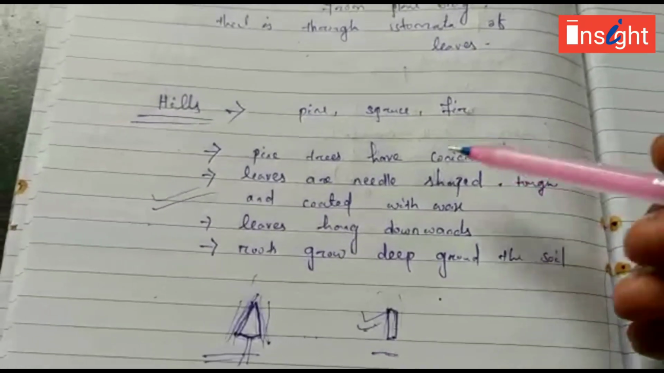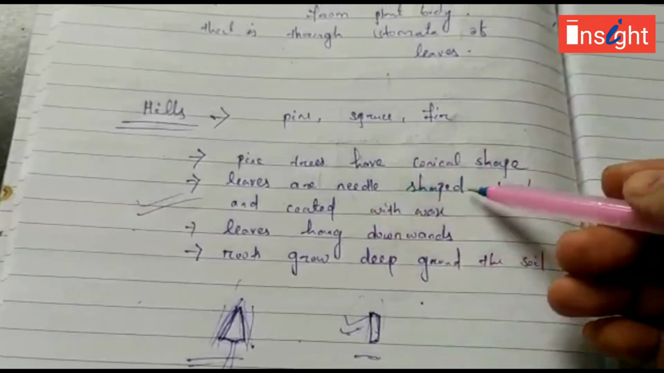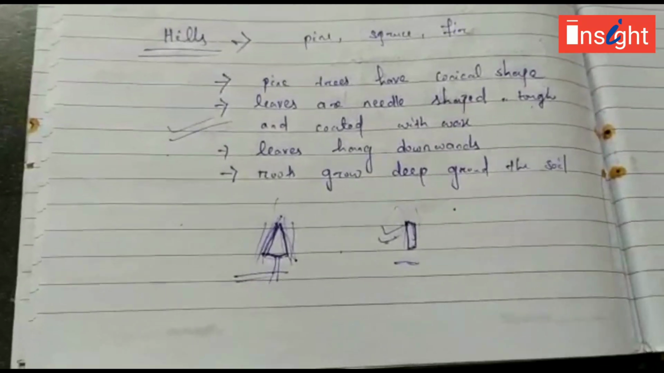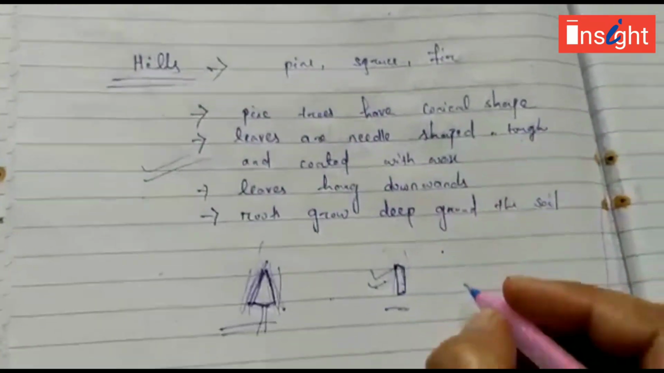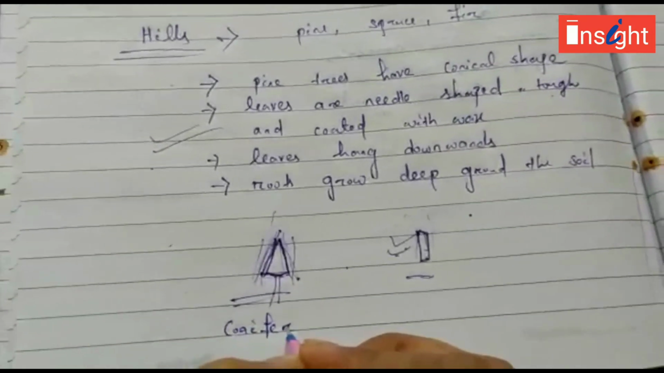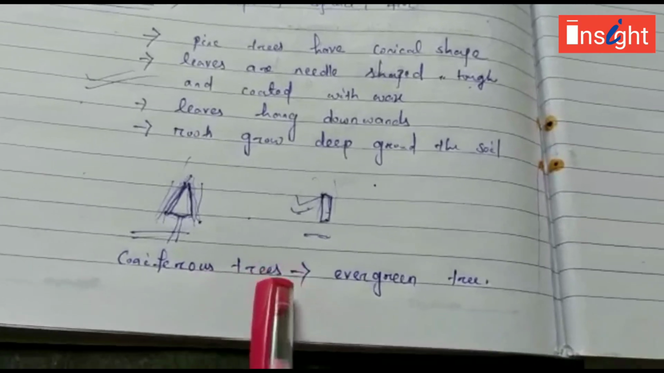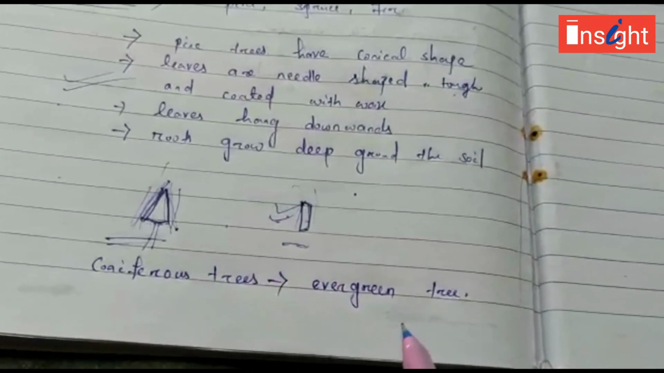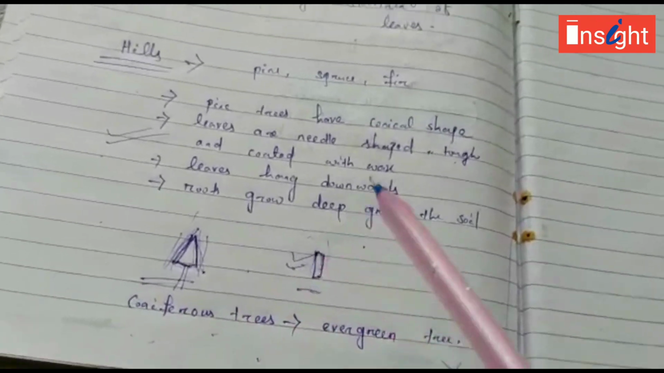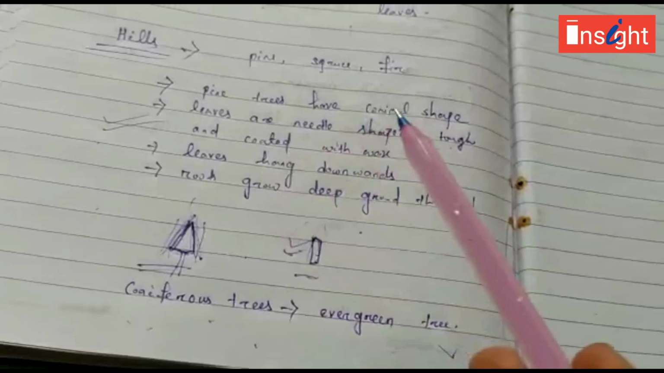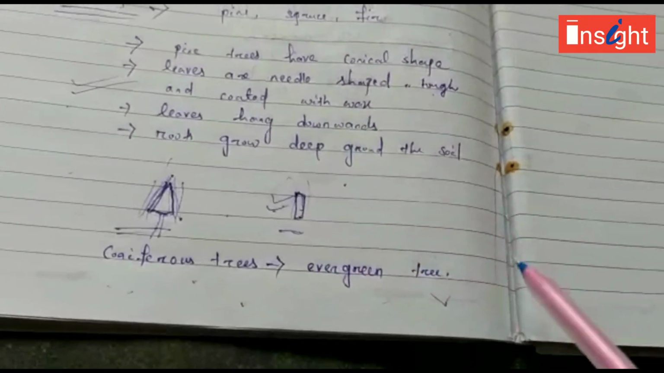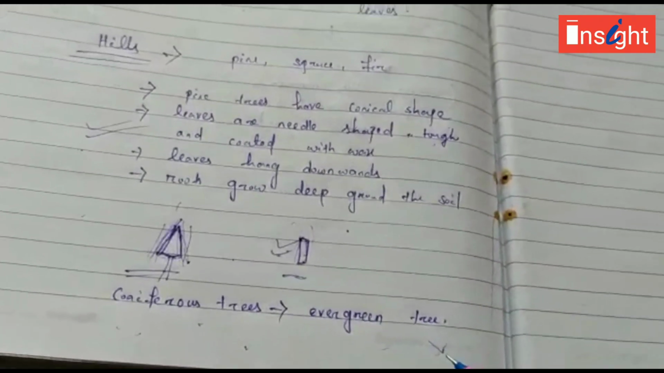The trees which have a conical shape, or whose leaves have a needle shape, are called coniferous trees. These coniferous trees do not shed their leaves, so they are called evergreen trees, because they don't shed their leaves.